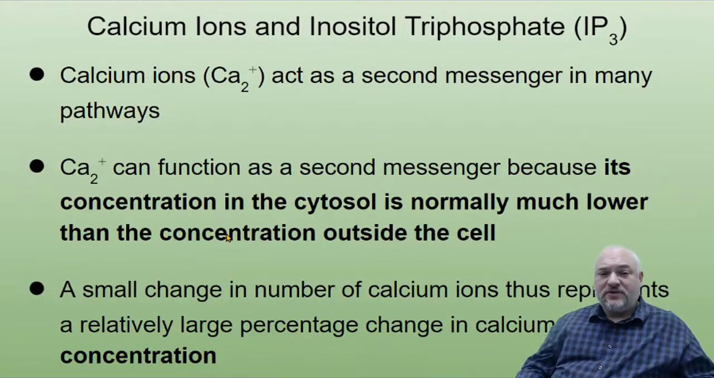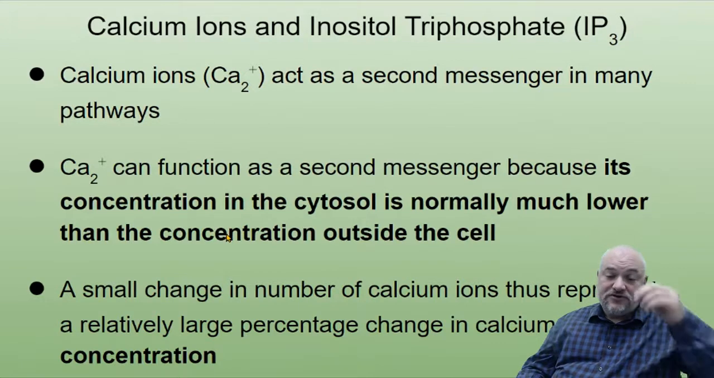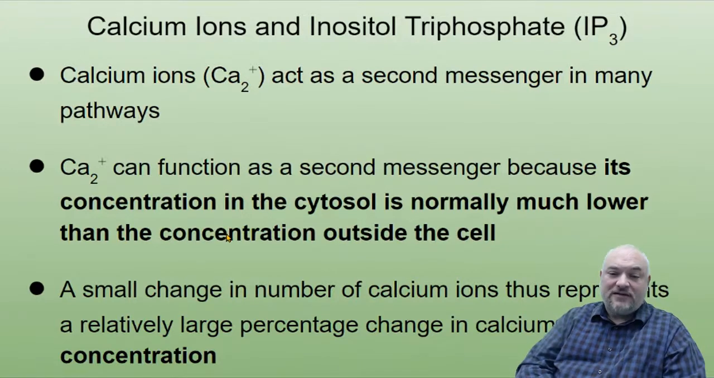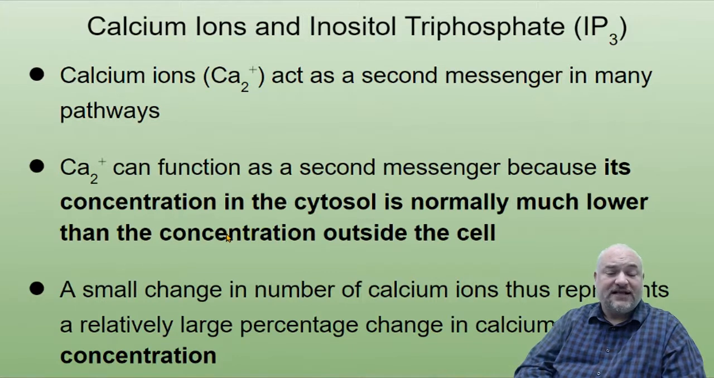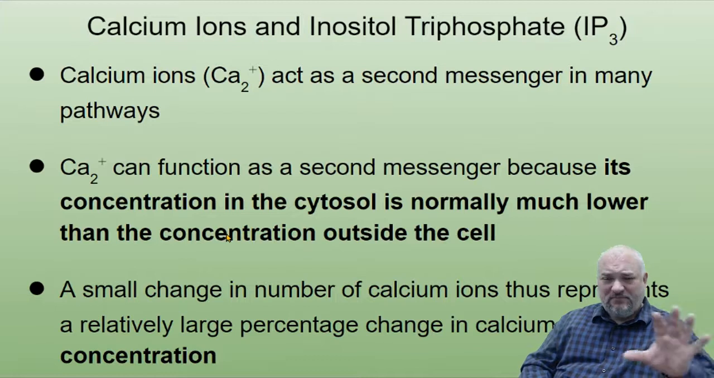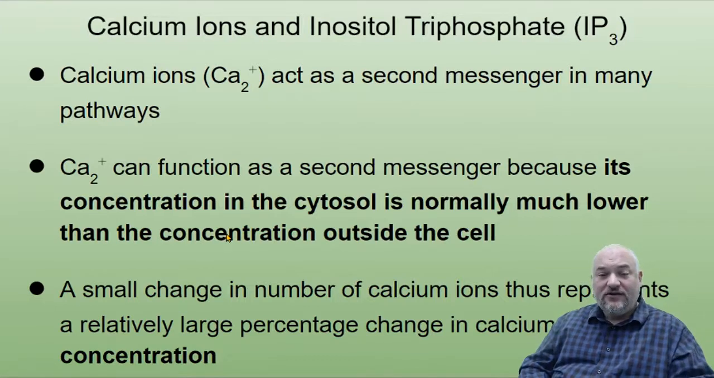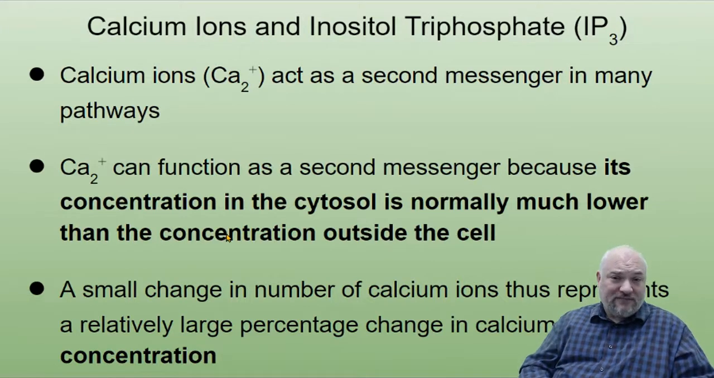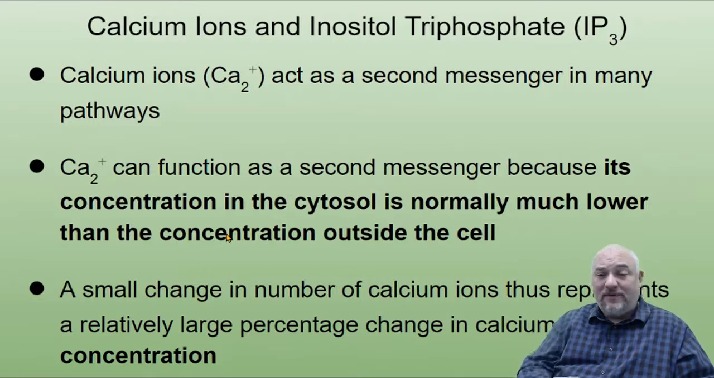Another second messenger we mentioned was calcium ions, which also use IP3, and they act as second messengers in many pathways. Part of the reason it can function so well is that its concentration in the cytosol of the cell is normally much lower than the concentration outside the cell or in the endoplasmic reticulum. The picture I have in a second shows it pretty well. So if you can open up an ion channel, you can cause a very rapid change in concentration of calcium, which can trigger a response.